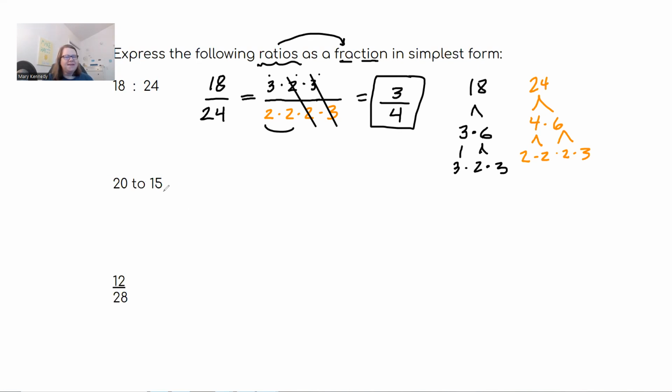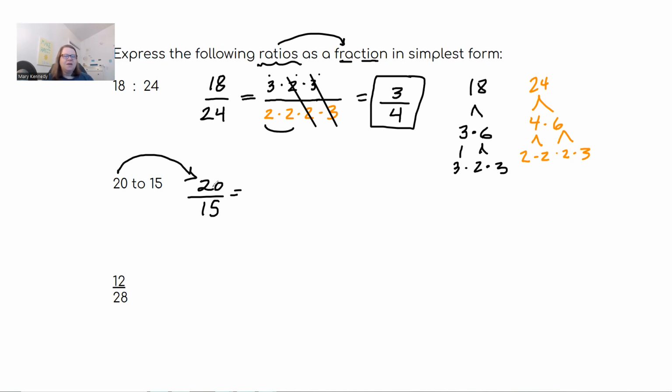So 20 to 15, you might want to pause the video and see if you can do it yourself before you see how I do it. All right, 20 to 15 is going to be written 20 over 15. Whatever's listed first always goes into the numerator, the top number. And the second number always goes to the bottom, or the denominator.